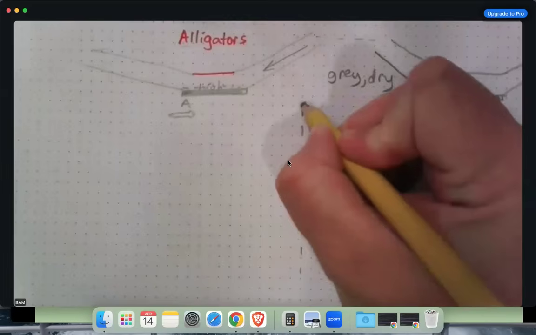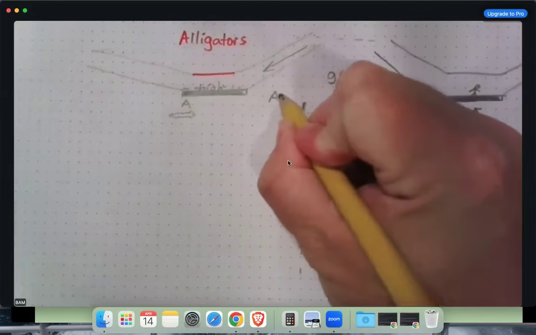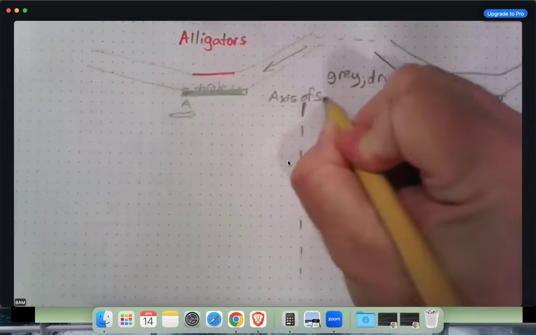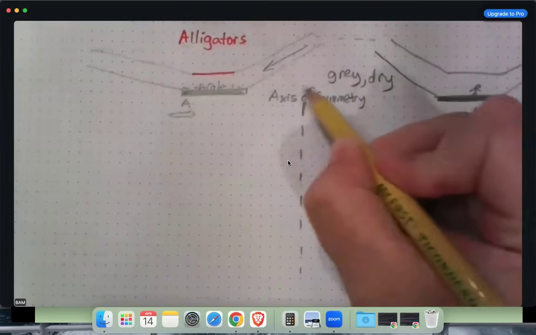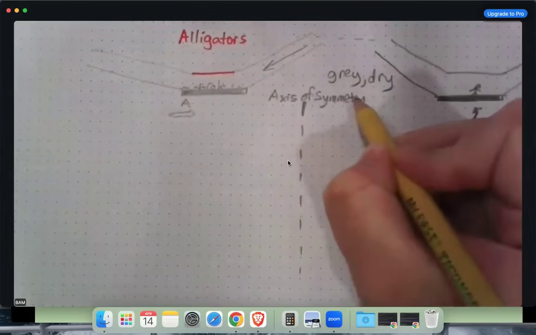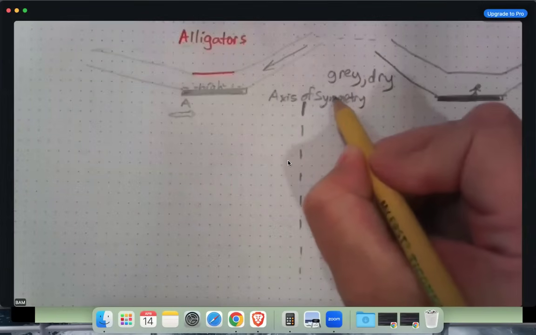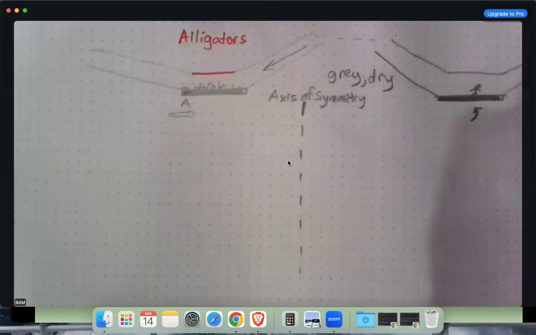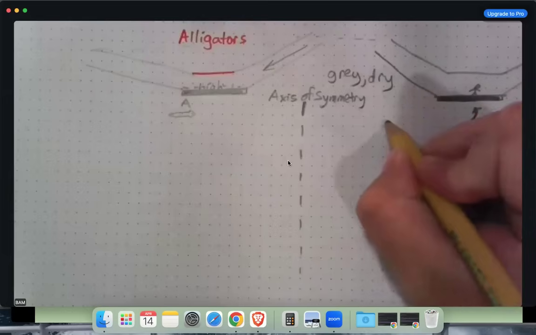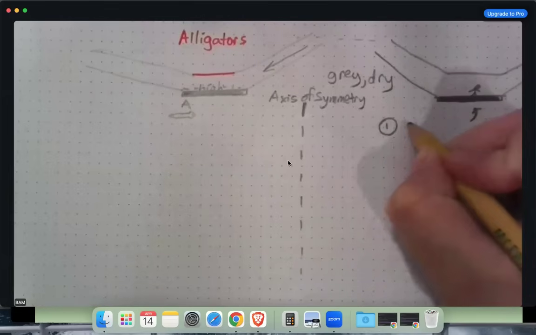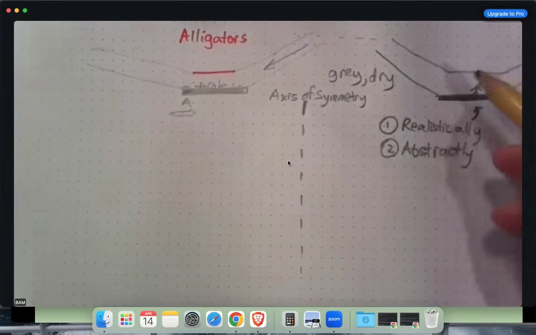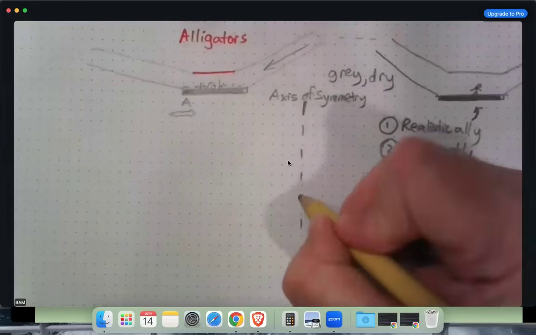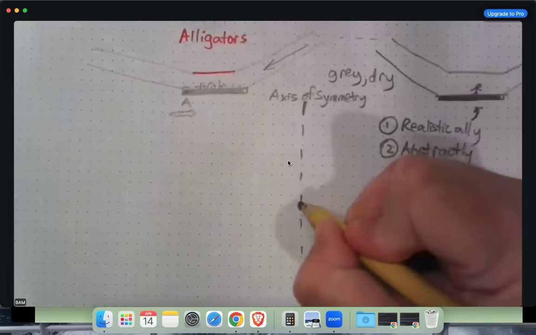So I'm going to have an axis of symmetry. Right there. This also means line of symmetry. Symmetry has to do with a mirror image. You have two M's here to remind you of mirrors. Now I have two options. I can either draw my nature picture realistically or abstractly. So I'm intending to make mine abstract, or more abstract than real.